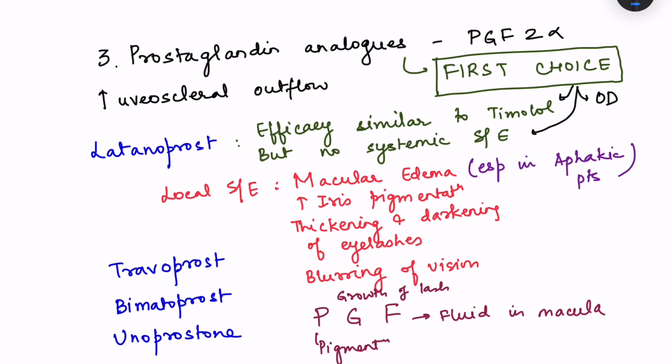Then the next family of drugs is prostaglandin analogs, and in fact this prostaglandin analog has become the drug of choice for primary open-angle glaucoma. Why? First, it is longer acting. It can be used only once daily. When we were talking about timolol, the beta blocker, it is used BD, but prostaglandin analogs can be used only OD. Second, efficacy: it is similar to timolol. That means it can cause reduction of 25 to 30% intraocular tension, and there are no systemic side effects unlike timolol. So instead of going with timolol for an asthmatic patient, directly go with prostaglandin analogs.